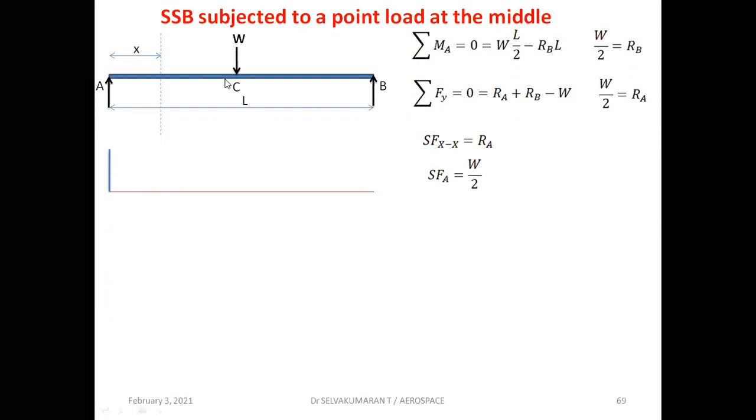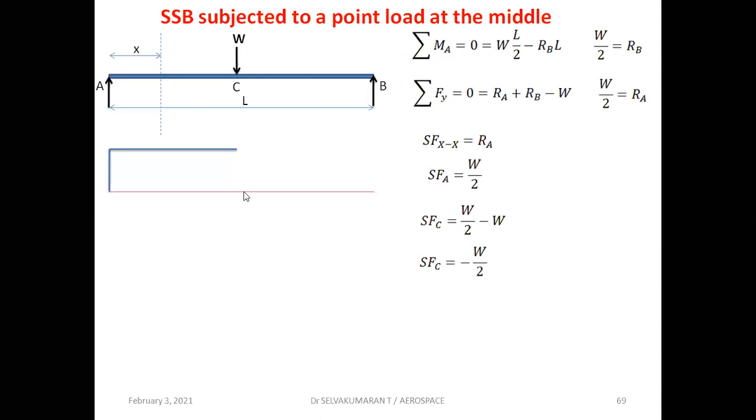From A to C, no load is acting, so it is a horizontal line, which means the shear force remains constant between A and C. Once we reach the point C, a point load of W is acting downward. We already have W by 2, and when I reach point C, W is acting downward, so minus W. So W by 2 minus W is nothing but minus W by 2. So the shear force at C is minus W by 2.